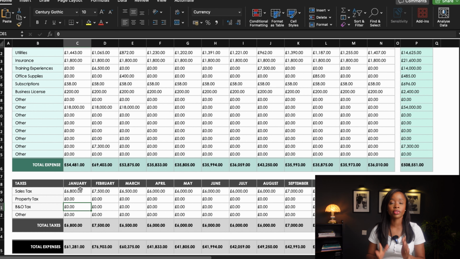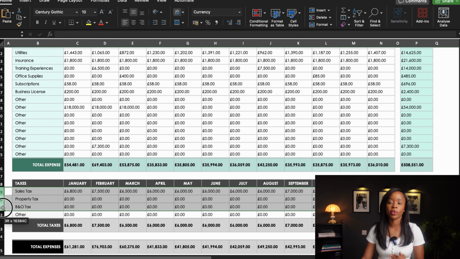You might also have things like property tax. Now, definitely if you're running a business in the UK and you have a physical shop, maybe on the high street somewhere, then you're most likely paying business rates to the local council. Okay, so those kinds of taxes would need to be captured within the tax section or the tax category.